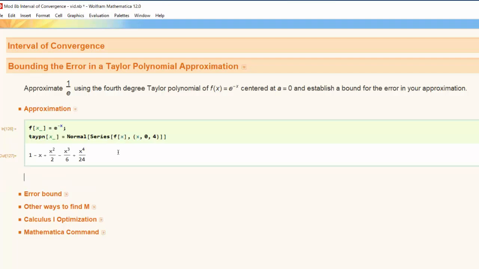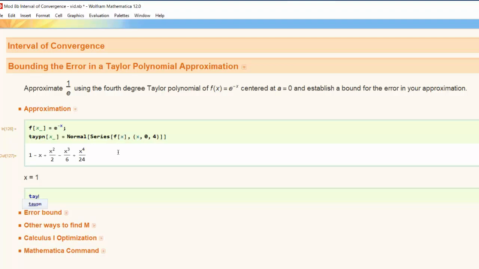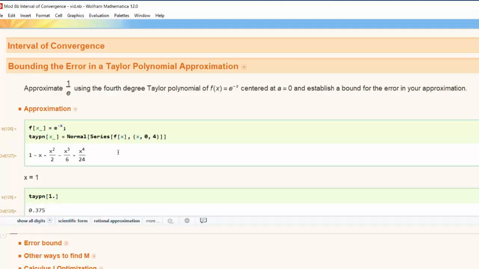To do that, I'm going to have to evaluate my polynomial at x equals 1. In other words, I'm going to have to look at Taylor polynomial of 1. And when I do this, the output, 0.375, should be the approximate value for 1 over e. Now, it's not exactly 1 over e. It's just an approximation, so there is some error in this approximation. Now, just looking at this, I don't know if the error is 0.02 or 3.02. I'm not sure at this point.